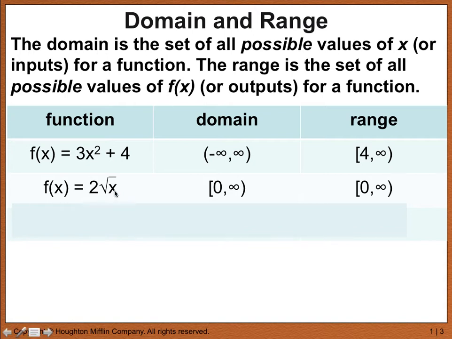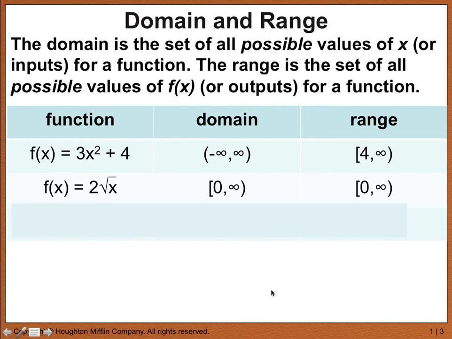Now 0, of course, notice that it's a bracket, not a parentheses. The parentheses means it doesn't include the endpoint, and the bracket means it does include the endpoint. And since I can find the square root of 0, which is 0, the endpoint 0 is included in the domain. All right, now I found the domain. It's time to ask the positive question to get the range.